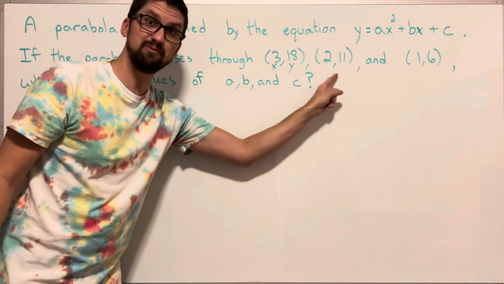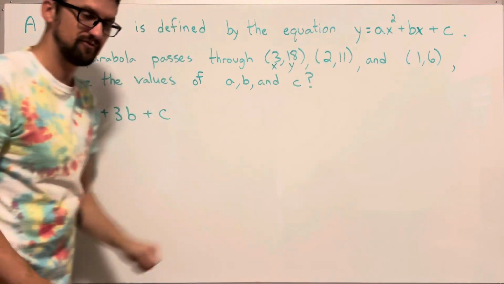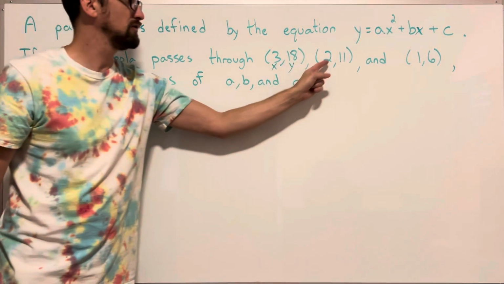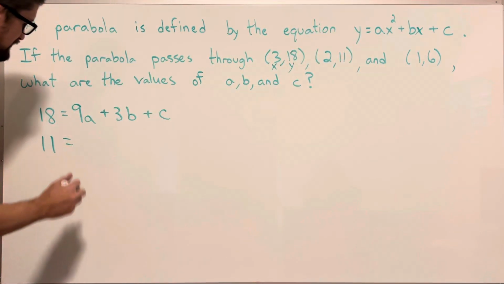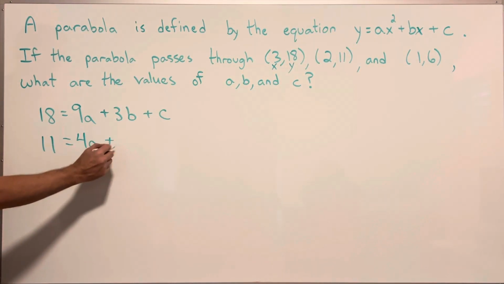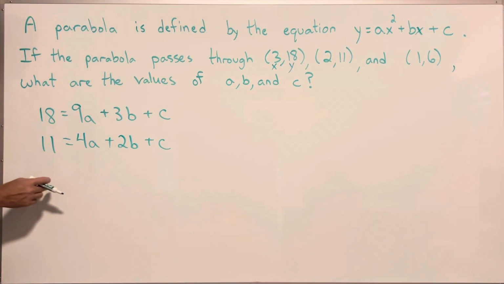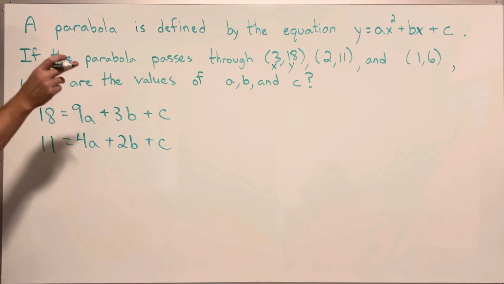I'm going to do the same thing here. I'm going to plug in (2, 11): 11 for the y, and 2 for the x. 2 squared is 4, so it'll be 4a. b times 2 is 2b. And plus c. I'm going to plug in that last point, (1, 6).